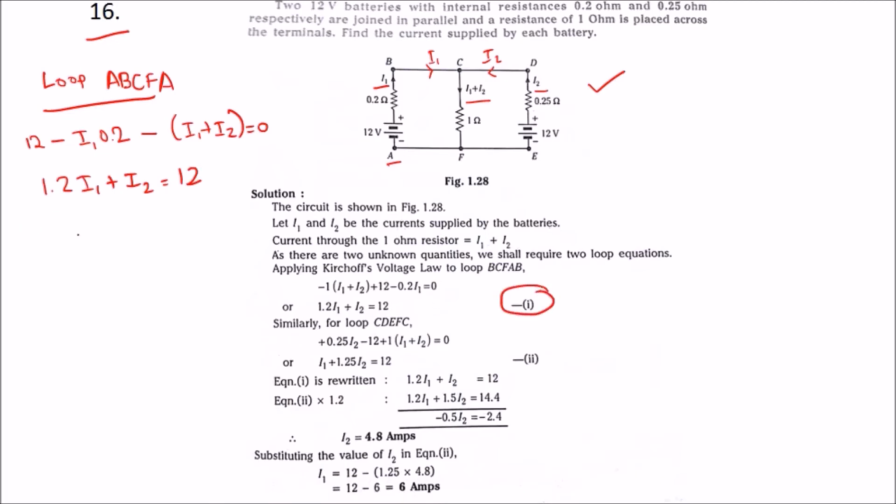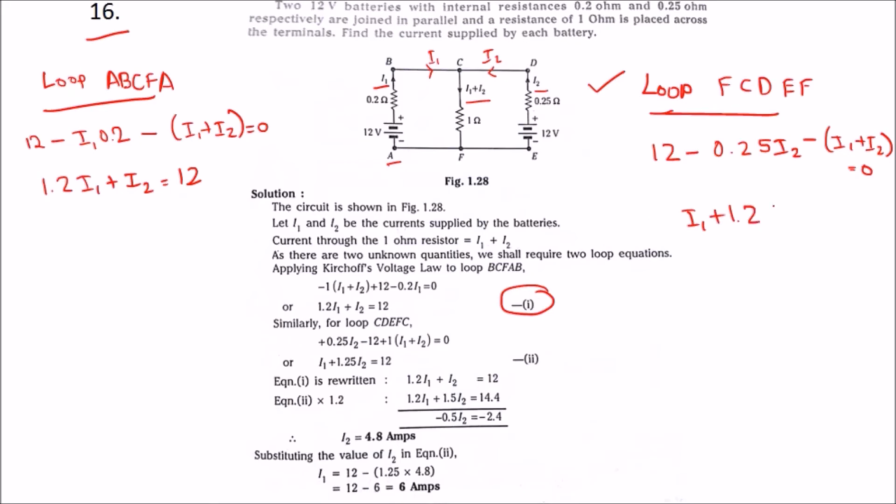So let us consider loop F, C, D, E, F. Using Kirchhoff law again: 12 minus 0.25 I2 minus (I1 plus I2) is equal to 0. When we simplify this, we get I1 plus 1.25 I2 is equal to 12. So this is the second equation.